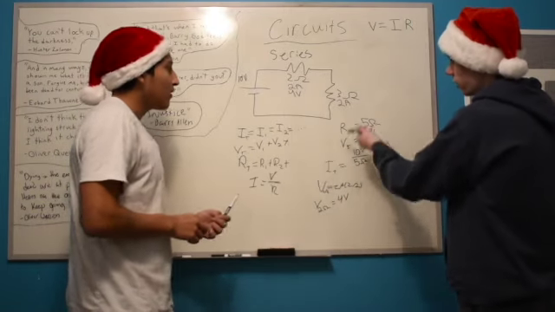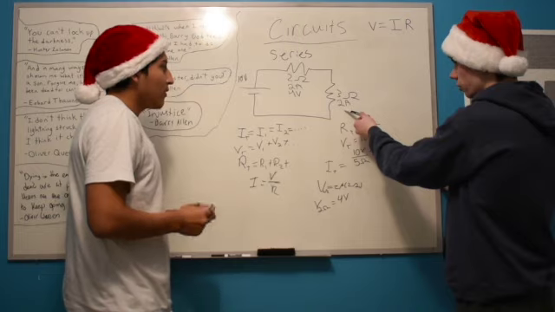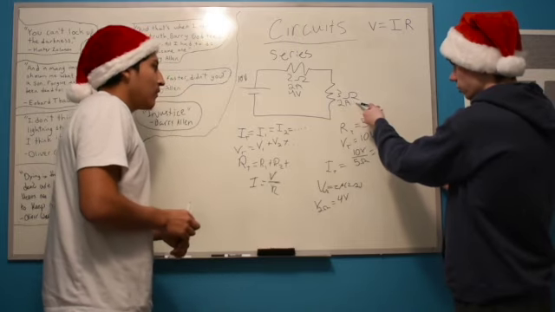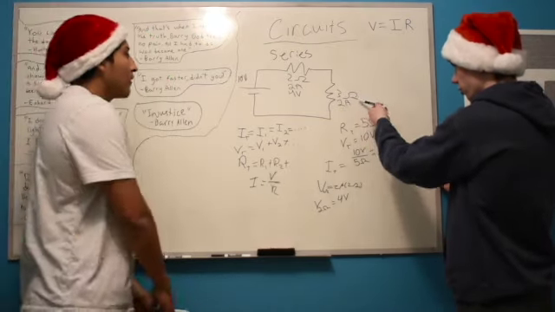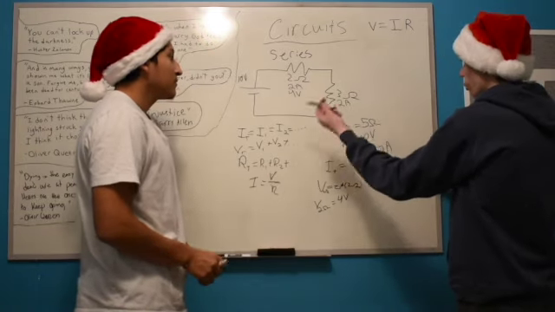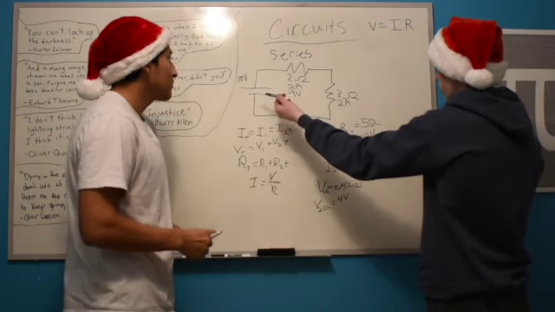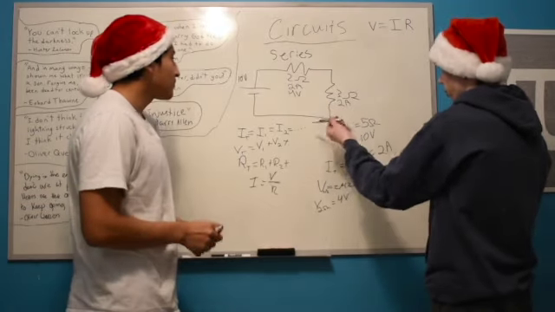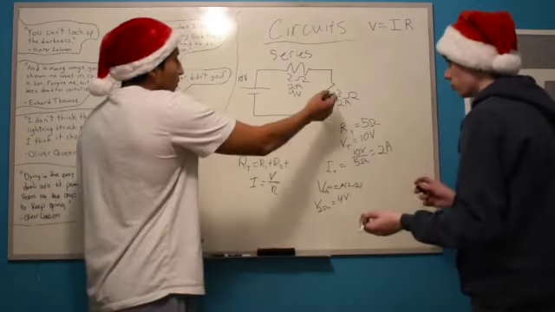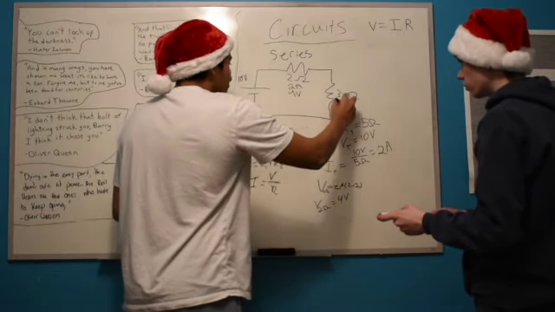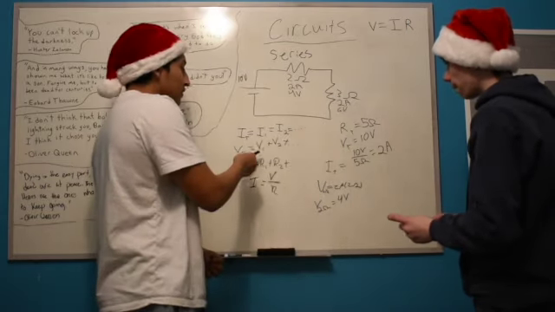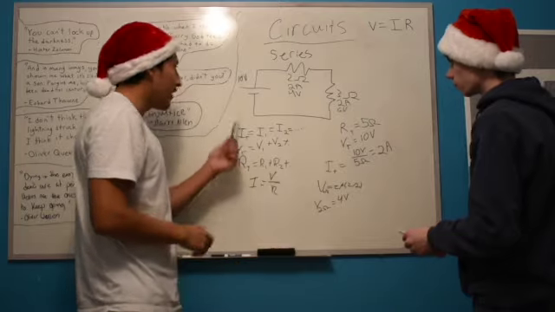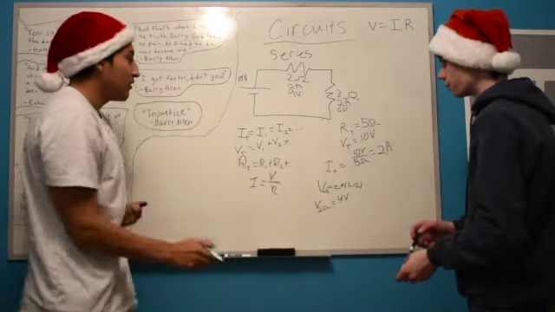To calculate the voltage at this one, we could do the same process: 2 times 3 is 6 volts. Or we could take the total voltage and subtract the voltage at the other resistor, which again gives 6 volts. So the two voltages, 4 and 6, add up to the total voltage of 10 volts, which works with the properties of a series circuit.